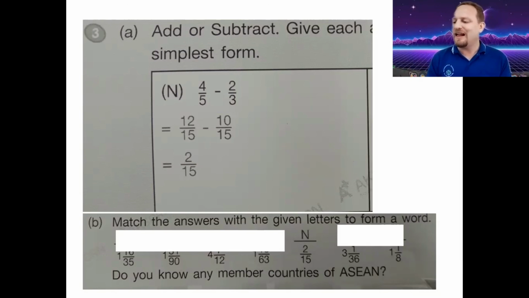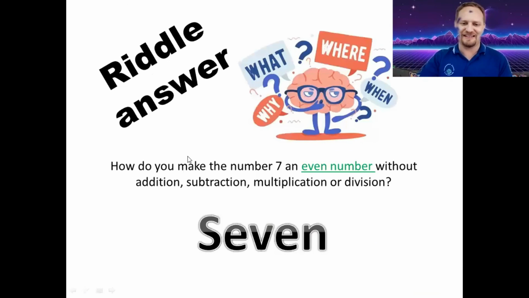Well done. Are you ready for your riddle answer? Okay, I hope you are. How do you make the number 7 an even number without addition, subtraction, multiplication, or division? Isn't it obvious, guys? You just block the S out and it spells even. This is a silly one, wasn't it? But maybe you got it correct. Well done if you did. And maybe I'll have a new riddle for you tomorrow.